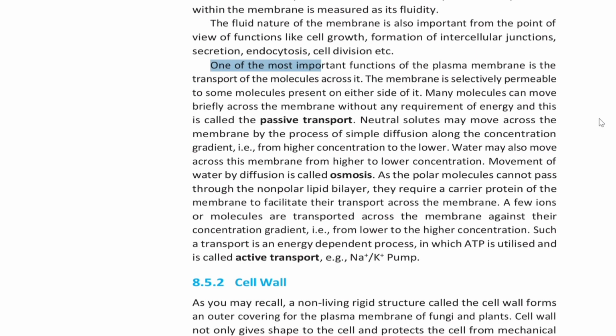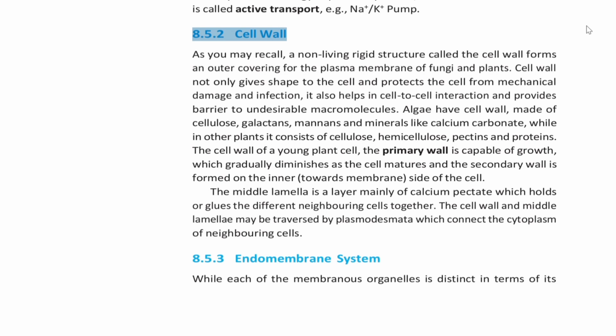As the polar molecules cannot pass through the nonpolar lipid bilayer, they require a carrier protein of the membrane to facilitate their transport across the membrane. A few ions or molecules are transported across the membrane against their concentration gradient, that is, from lower to the higher concentration. Such a transport is an energy dependent process in which ATP is utilized and is called active transport. For example, Na+/K+ pump.